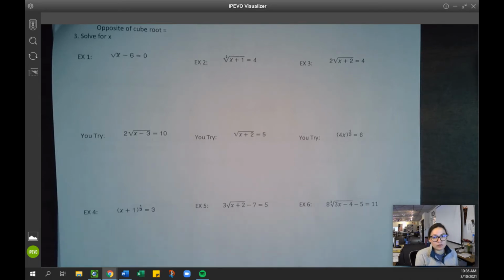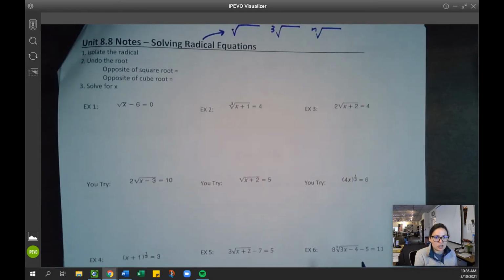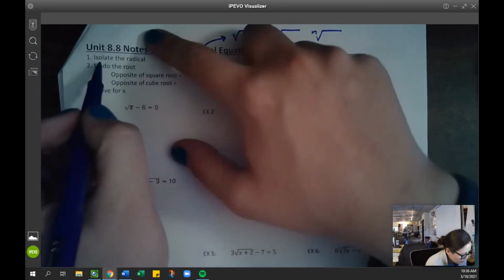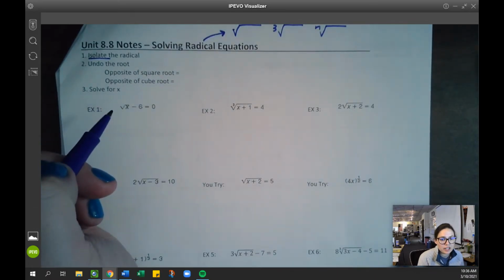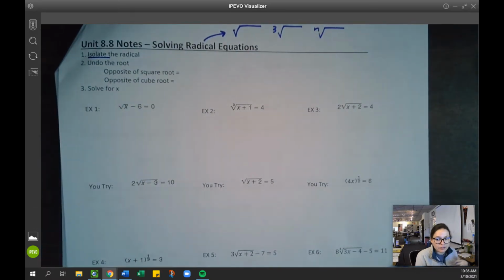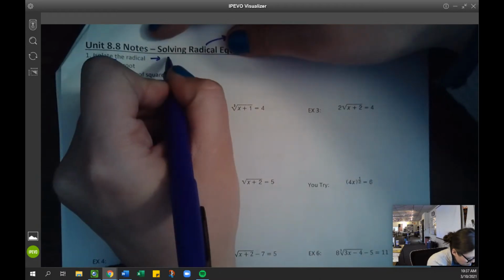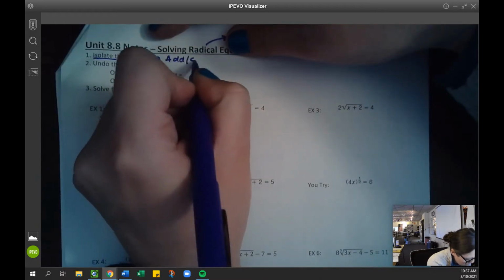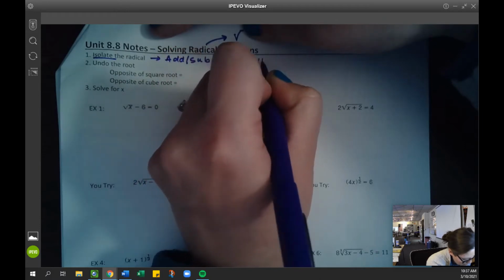And we're going to talk about how to solve an equation, solve for x, when there is something like this in the equation. The first step in doing this is to isolate the radical. Isolate means get it by itself. That means we need to remove everything that's on the outside of the radical and move it to the other side. So that means we are going to add or subtract, then multiply or divide.